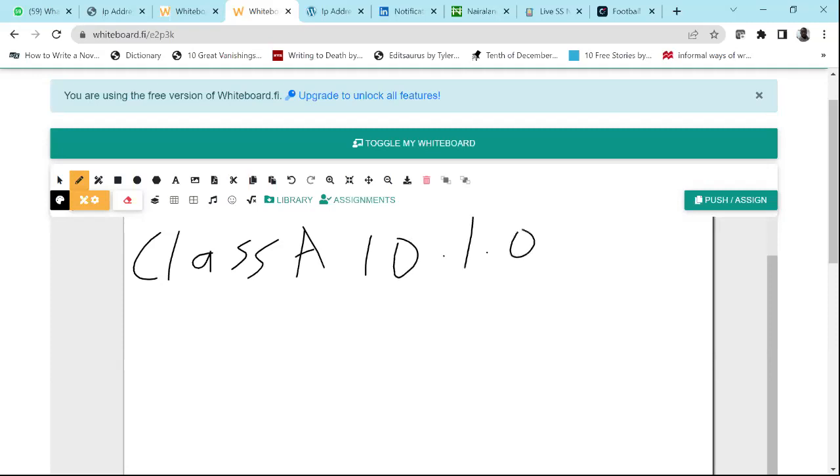10.1.0 dot. Okay, let me just make this. Let me say dots. This eraser is beautiful.